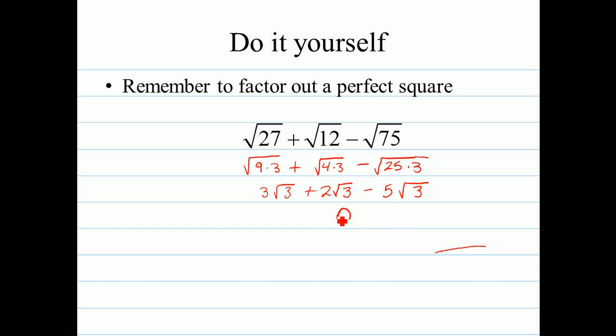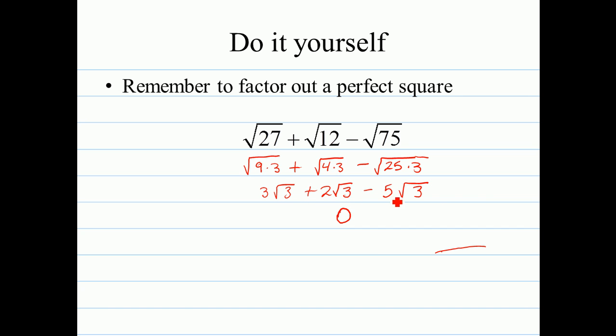Notice that I can break both of those up. I need to take a perfect square out of 27. I can take a 9. Out of 12, I can get a 4. Out of 75, I can get 25. When I do that, 9 times 3 here, 4 times 3 here, 25 times 3 here. When I take a 9 out, it became a 3. When I took a 4 out, it became a 2. When I took a 25 out, it became a 5.